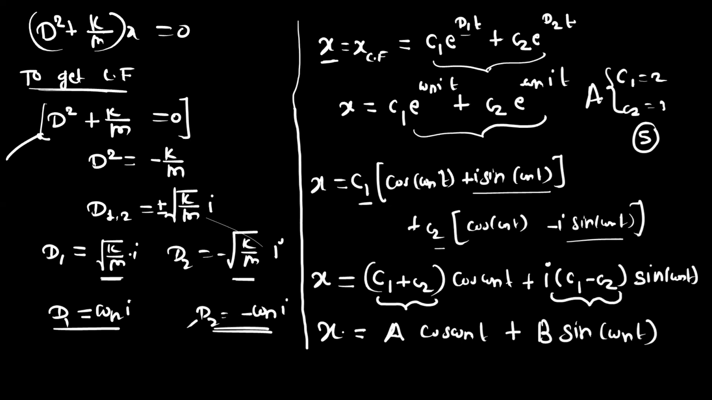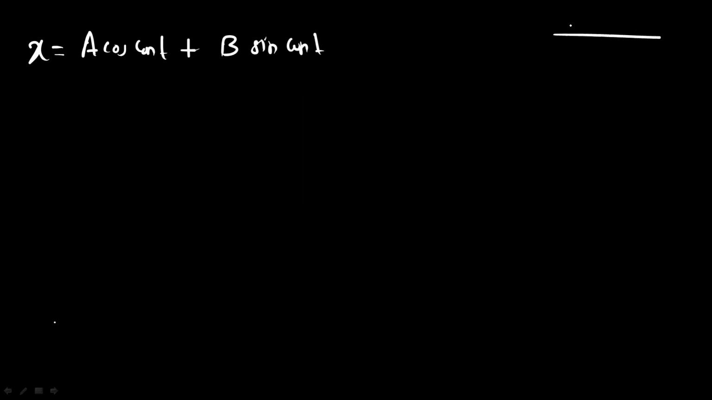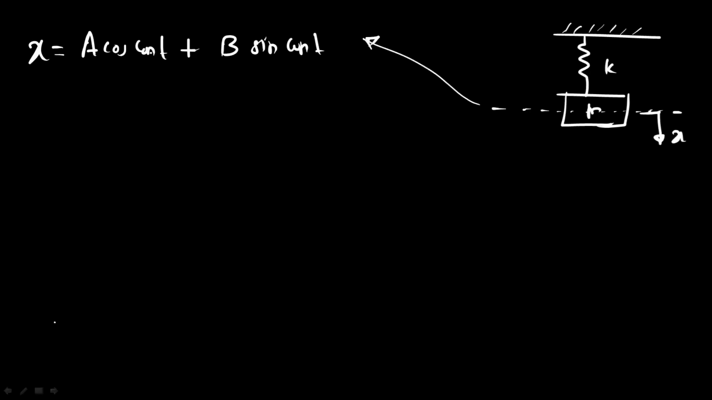So your complete equation x for the free undamped vibration is x equal to A cos omega nt plus B sine omega nt. So this will represent this system. That means if you allow this system to oscillate freely, then it will satisfy this equation, or it will give the response which can be represented by this equation.